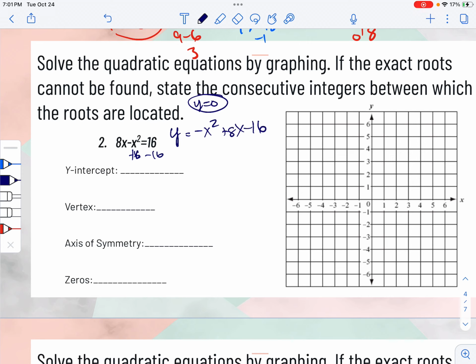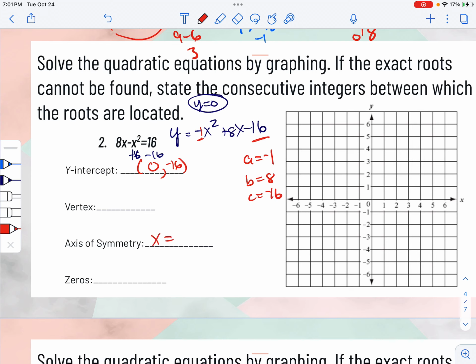So my y-intercept is going to be at 0. Well, there's my c. That's negative 16. So that's way off the graph. A is equal to negative 1, and what that means is my graph is going to open down. B is 8, and C is negative 16. That's our y-intercept. We already found that.